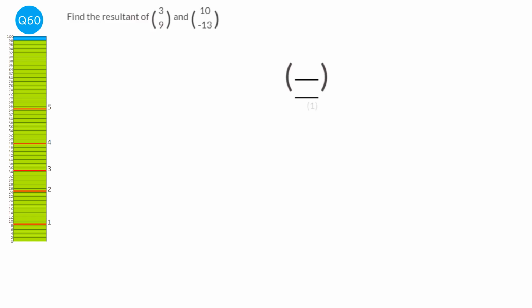To find the resultant vector, we just get the 2 vectors and we add the tops and add the bottoms. And it's a plus minus 13, so it's 9 take away 13. When we do that, we get 13 at the top and -4 at the bottom.